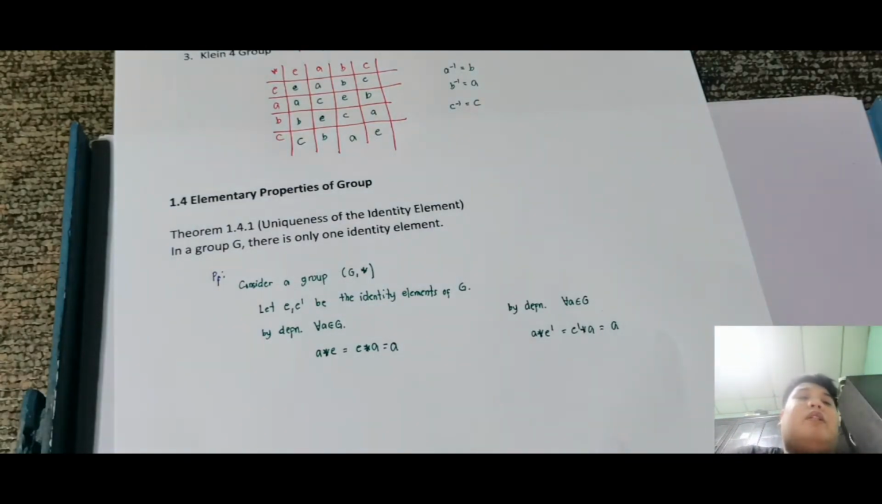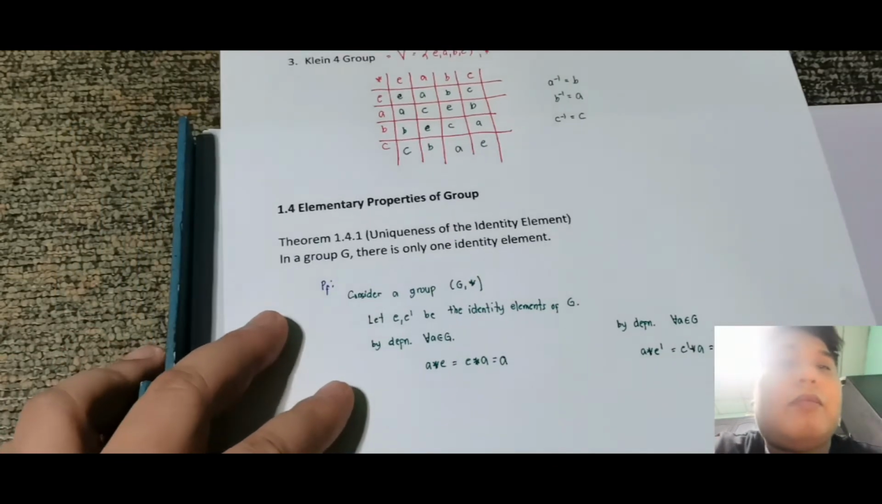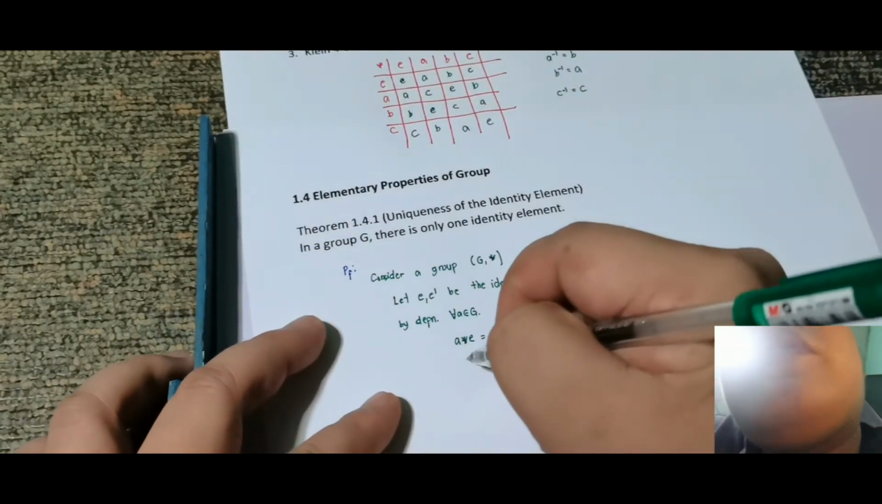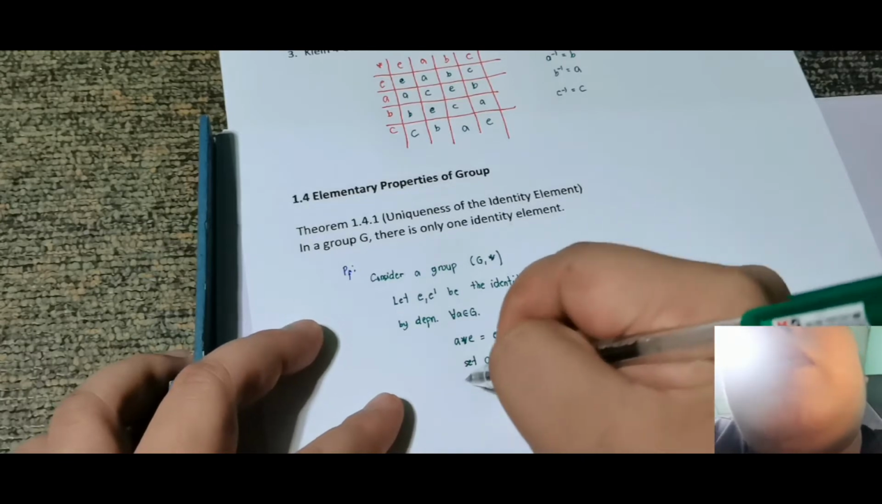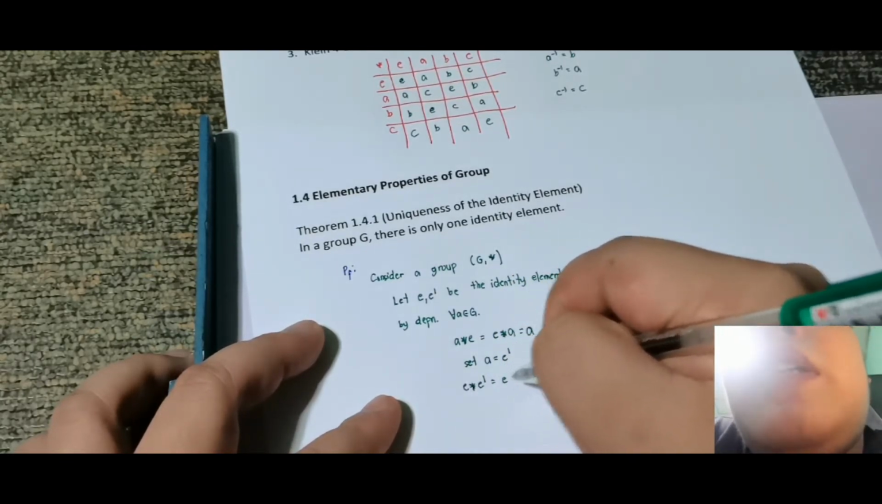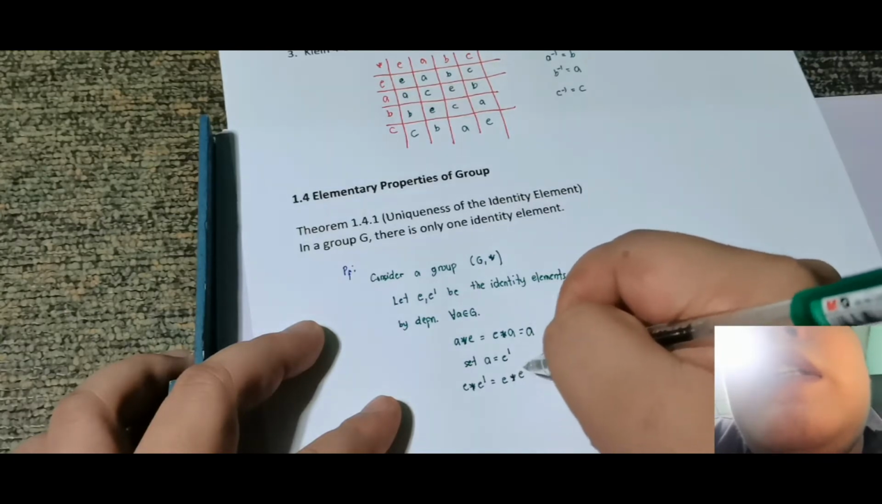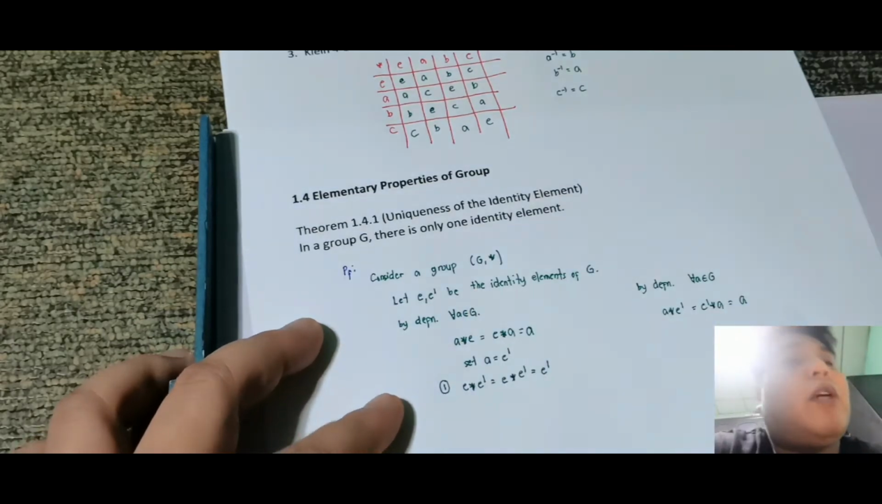Okay, note na si for all A element of G is arbitrary element of G. So again, arbitrary element si A. So pwede nating iset na si A dito ay si E prime. So again, since A element of G, pwede natin siya iset. So set natin A to be E prime. So we have E asterisk E prime is equal to E asterisk E prime, which is equal sa E prime. So let me call this equation number 1.